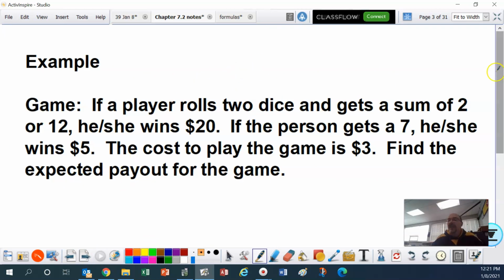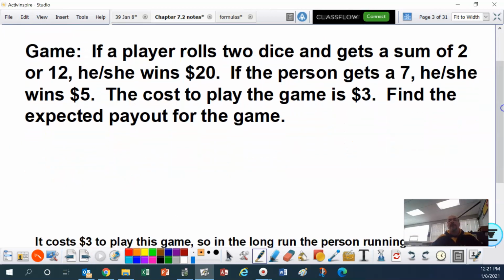Okay, let's look at this. If a player rolls 2 dice and gets a sum of 2 or 12, this person wins 20 bucks. If the person gets a 7, this person wins $5. The cost to play the game is $3. Find the expected payout for this game.